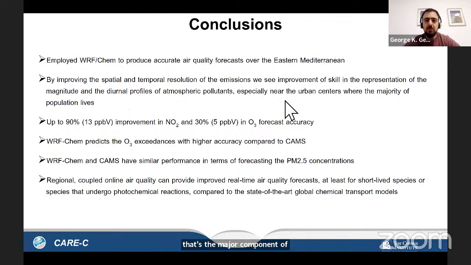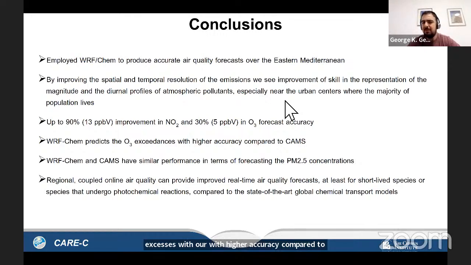So to conclude, we have employed the WRF-Chem model to produce accurate air quality forecasts over the Eastern Mediterranean and Cyprus. By improving the spatial and temporal resolution of the emissions, we saw an improvement in the representation of the magnitude and the diurnal profiles of atmospheric pollutants, especially near the urban centers where the majority of the population lives. We had, as I said, an important improvement in the magnitude of the forecast of NO2 and ozone. WRF-Chem was able to predict ozone exceedances with higher accuracy compared to CAMS.